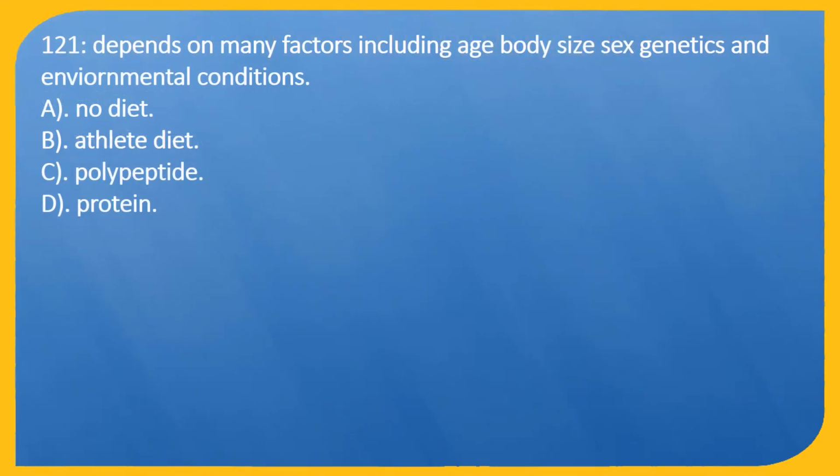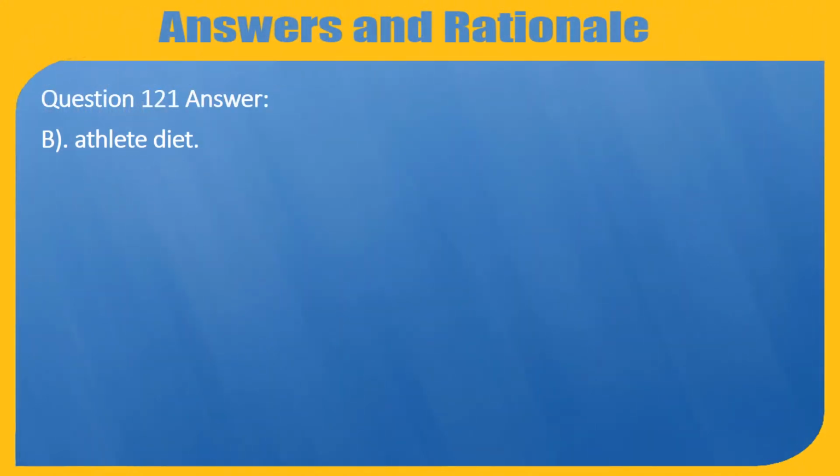Question 121, depends on many factors including age, body size, sex, genetics and environmental conditions. A. No diet. B. Athlete diet. C. Polypeptide. D. Protein. Question 121 Answer, B. Athlete diet.